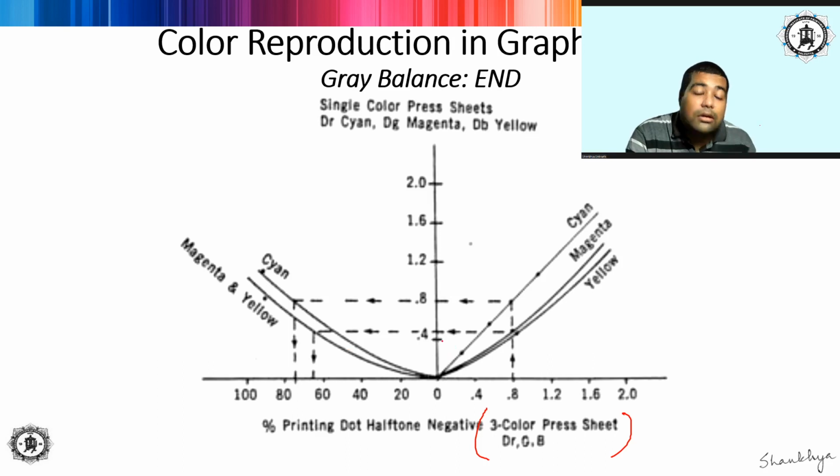Why through the red filter? Because we first measured the cyan separation, then through the green filter for the magenta separation, magenta sheet, and then through the blue filter for the yellow sheet.